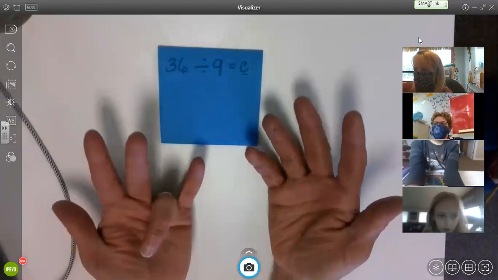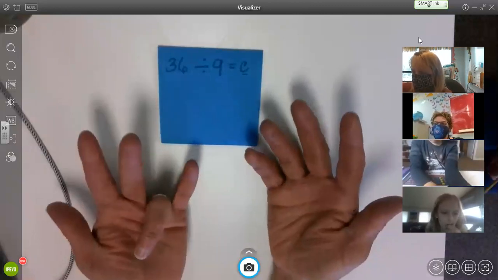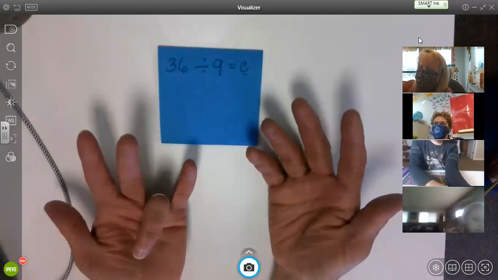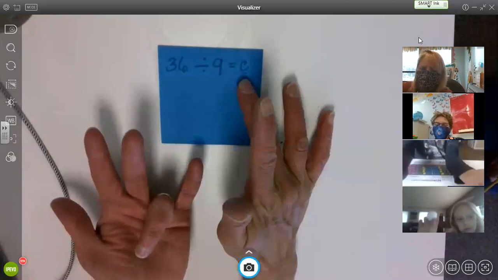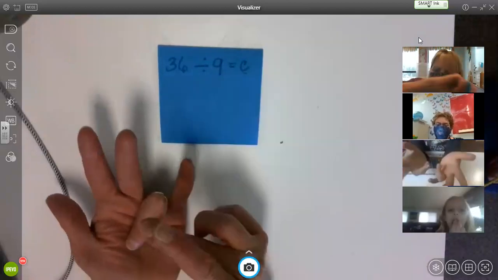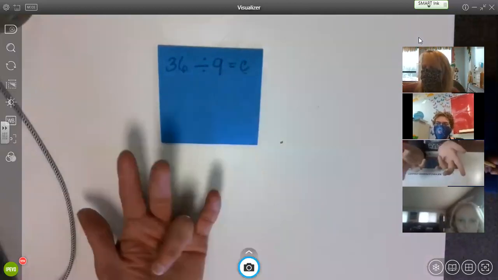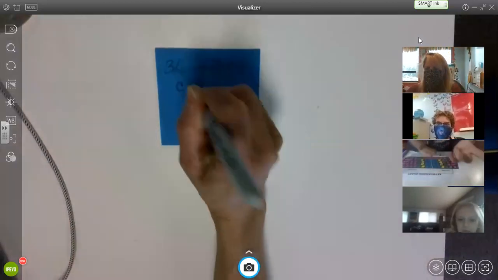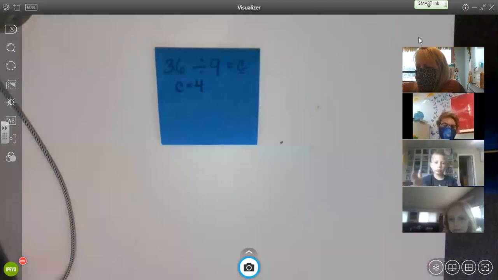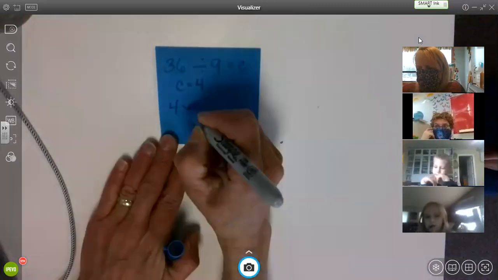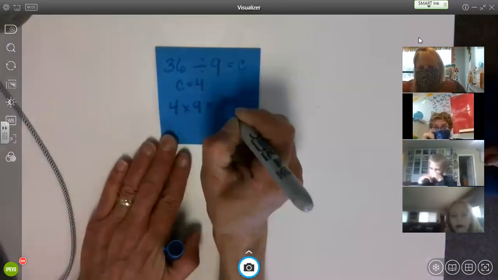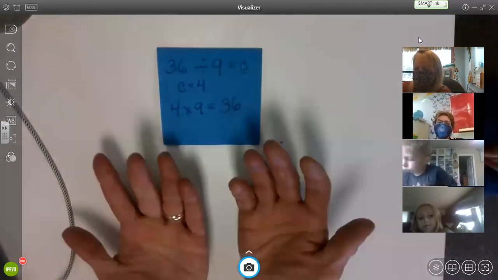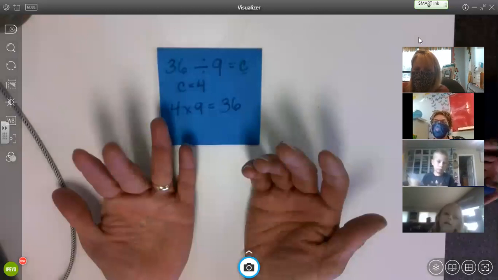Keep going, Mr. Max. He says C equals 4 because I put down my 4th finger. Give me a thumbs up if you agree. C equals 4. Let's check it. If that's true, 4 times 9 should equal 36. Let's do the inverse. 1, 2, 3, 4. Does 4 times 9 equal 36?